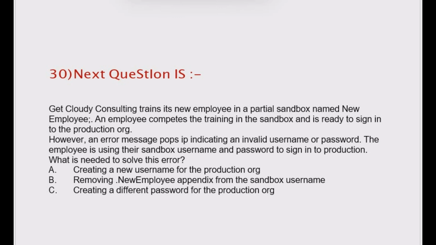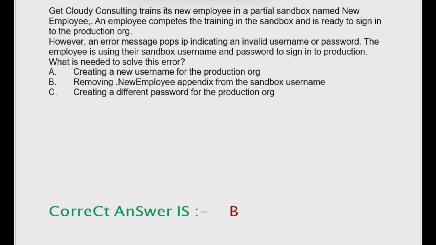Option A, creating a new username for the production org. Option B, removing .new employee appendix from the sandbox username. Option C, creating a different password for the production org. Correct answer is option B.